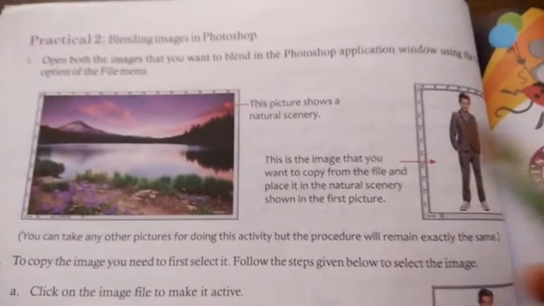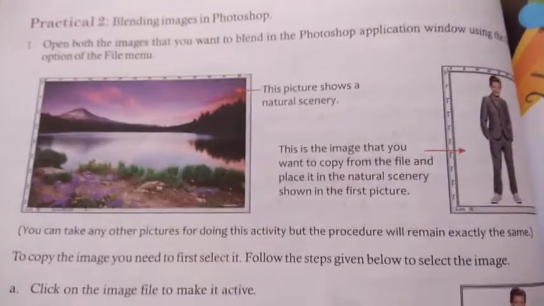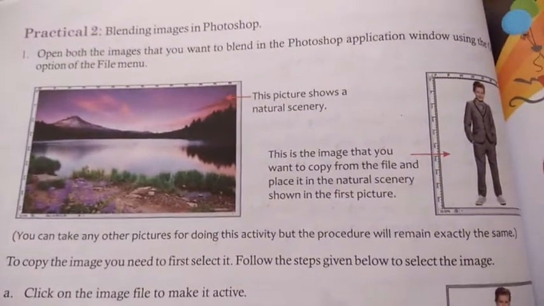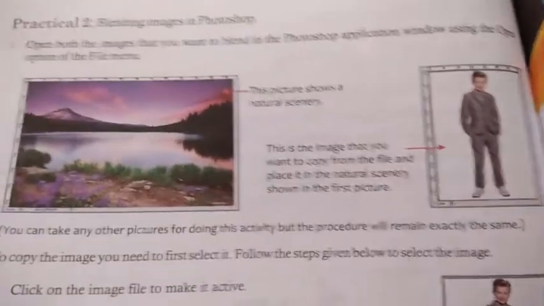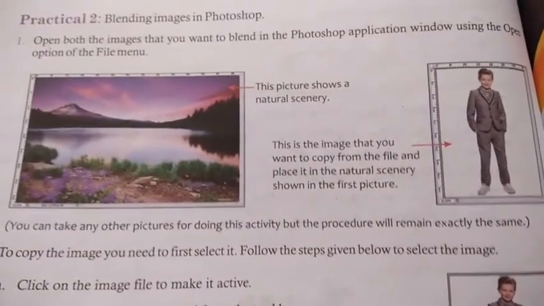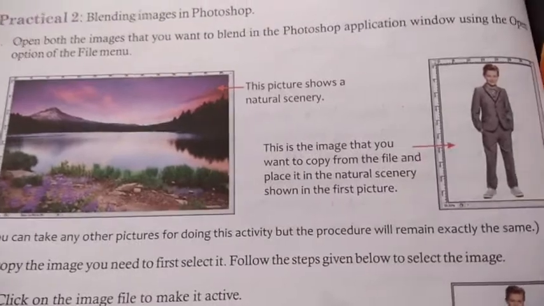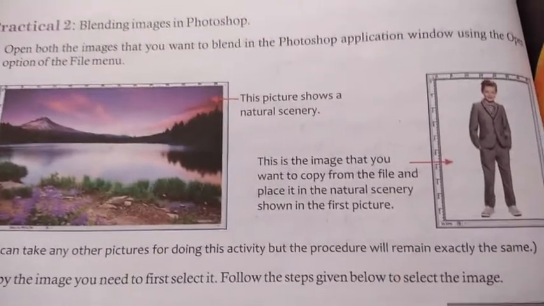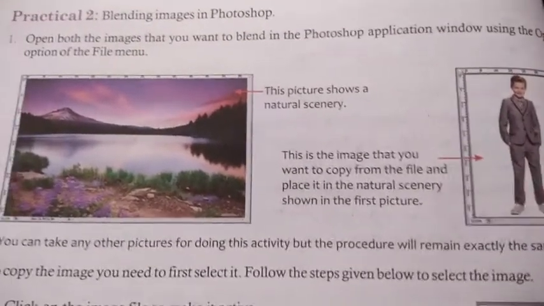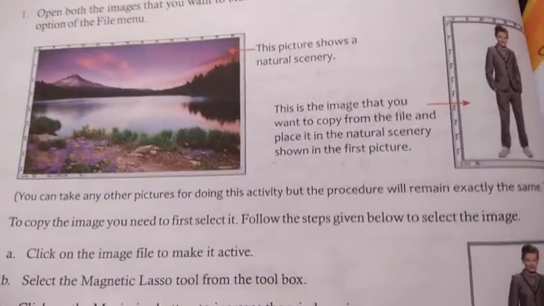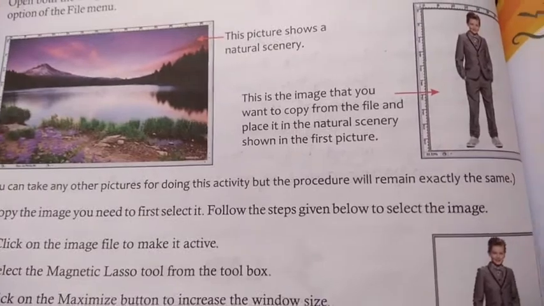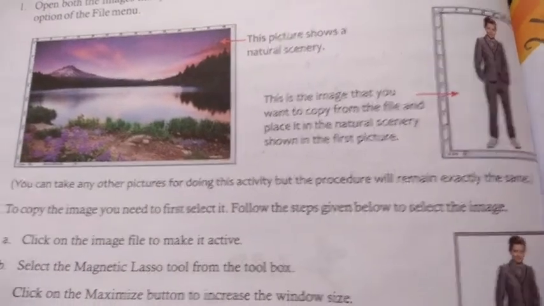Now next is practical number 2, blending images in Photoshop. First, open both the images that you want to blend in the Photoshop application window using the Open option of the File menu. This picture shows a natural scenery. Then this is an image that you want to copy from the file and place in the natural scenery shown in the first picture. You can take any other picture for doing this activity, but the procedure will remain exactly the same.